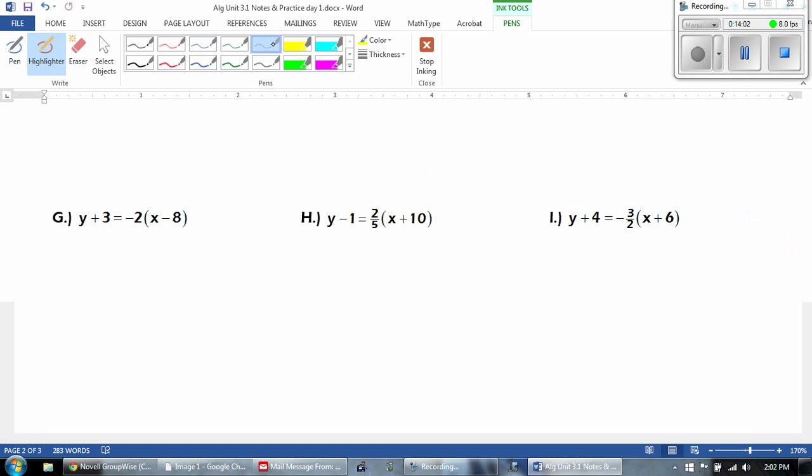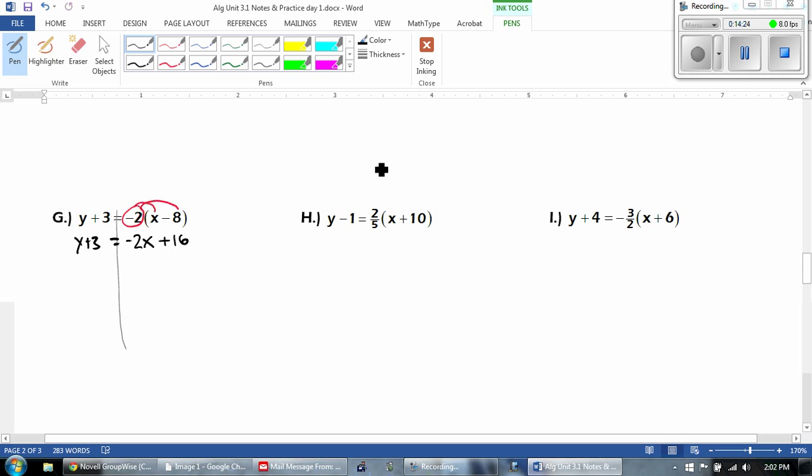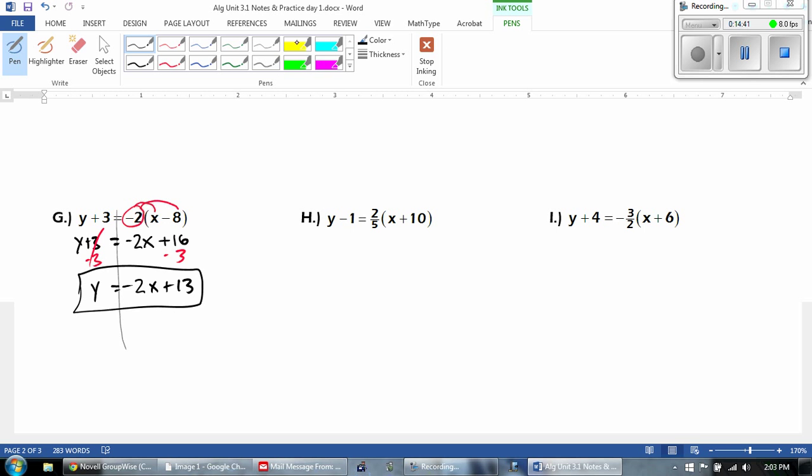Okay, so looks like all of these are going to look like that. I'm going to draw the line down the middle. Now there's nothing to do on the left side, but remember on the right side we need to clean up. So I'm going to distribute. Negative 2 times x is negative 2x. Negative 2 times negative 8 is a positive 16. We have to watch our signs. So to get the y by itself, I'm going to subtract 3 from both sides, and we get y equals negative 2x plus 13. And is that y by itself? Yep.